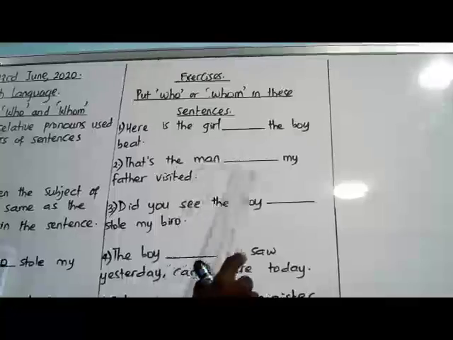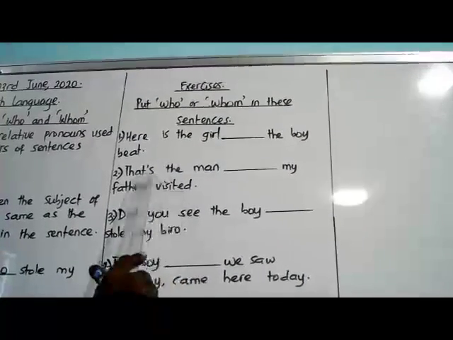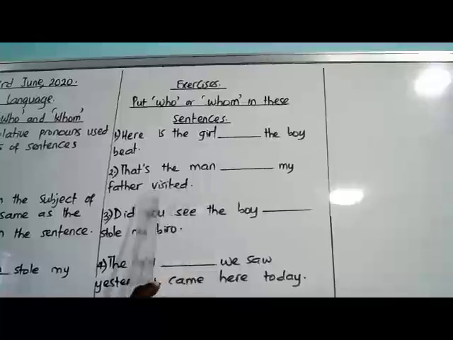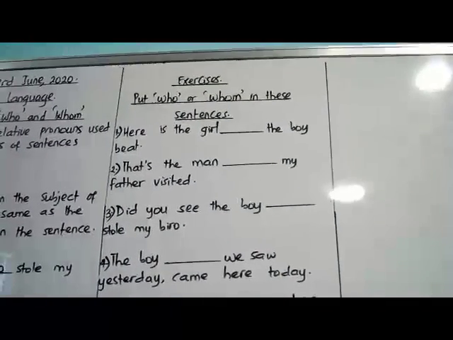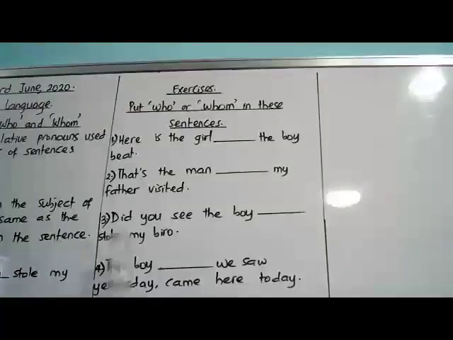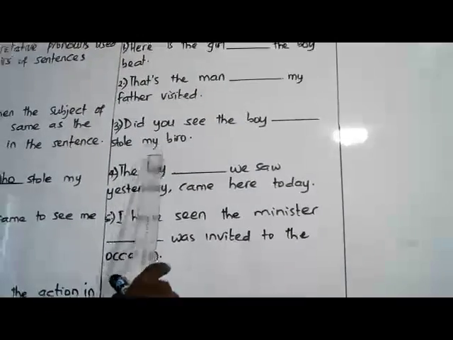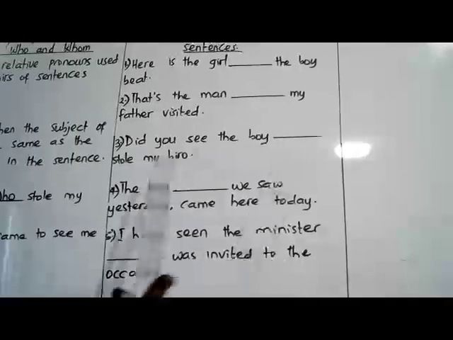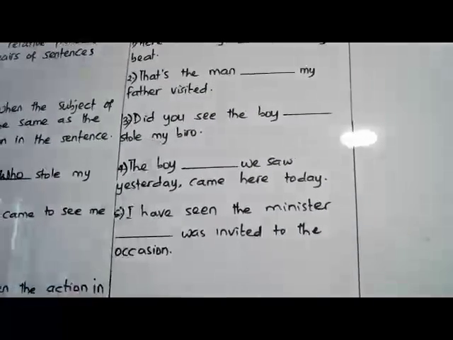That's the man, dash, my father visited. The action of the sentence is visited. The subject is the man. And who did the visiting? Yeah, that will help you to know whether to use who or whom. Did you see the boy, dash, stole my biro? We're talking about the boy that stole my biro. So who is carrying out this action, stole? With that, you'll be able to find out whether it is who or whom.